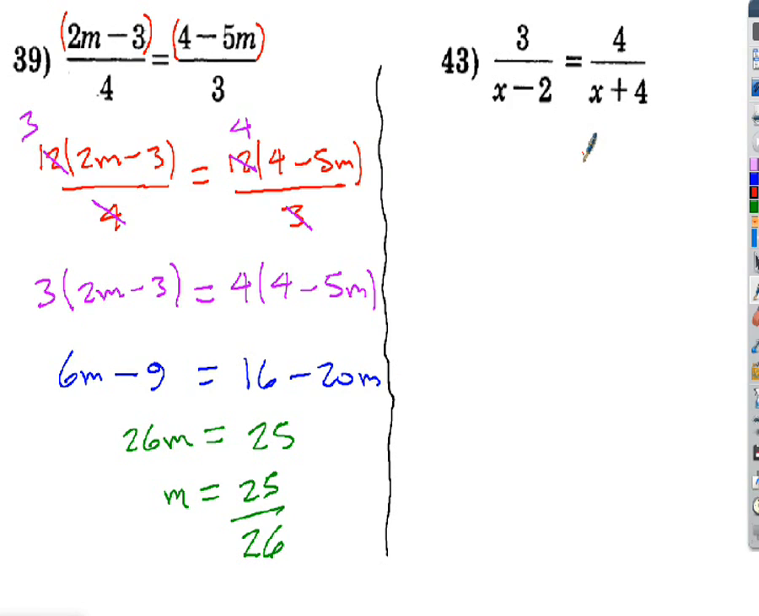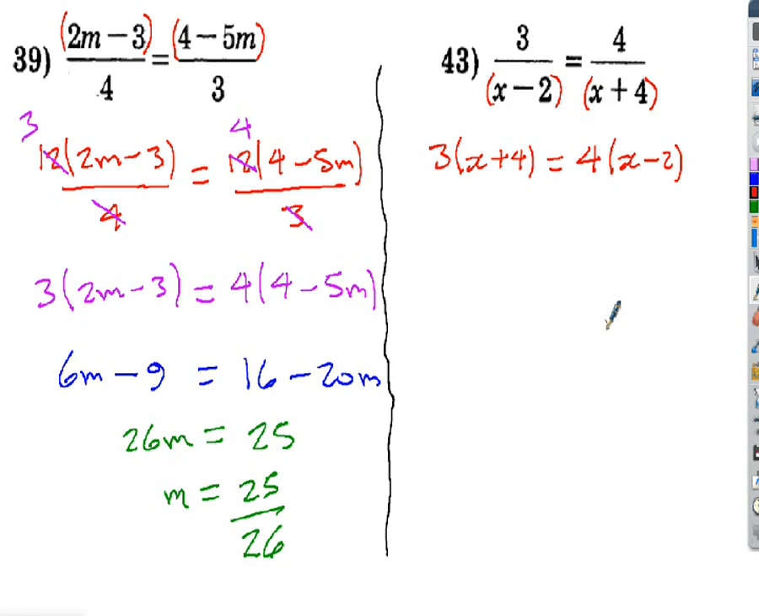Question 43, I've got fraction formats with my x in the bottom lines again, so I'll put my brackets around the fractions to help me understand the format of the equation. And what I would do here is multiply both sides by x minus 2, multiply both sides by x plus 4, and that will remove the fractions. So my next line, I will get 3 in brackets x plus 4, that's multiplying both sides by the x plus 4, and then multiply both sides by the x minus 2, that will equal 4 times x minus 2.